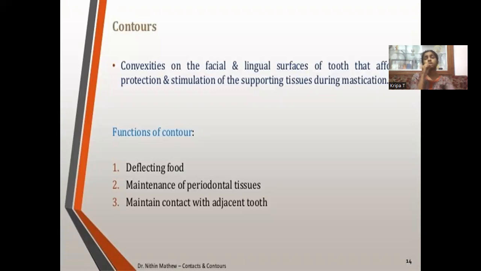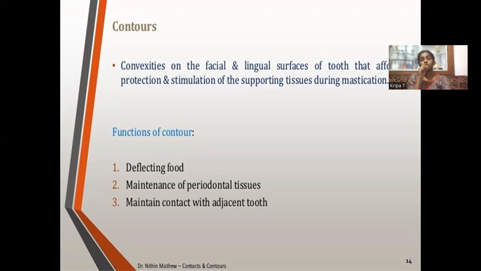So why did I discuss the entire thing is that you should understand, based on the shape of the arch, the tooth shape varies. Based on the shape of the tooth, embrasure space, contact area, everything varies. So when you restore a tooth, we should have a clear-cut idea about what the shape of the teeth is and where the contact is.